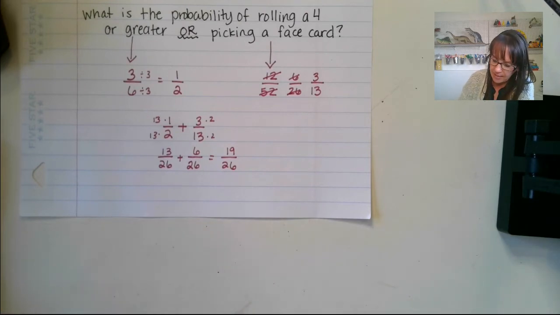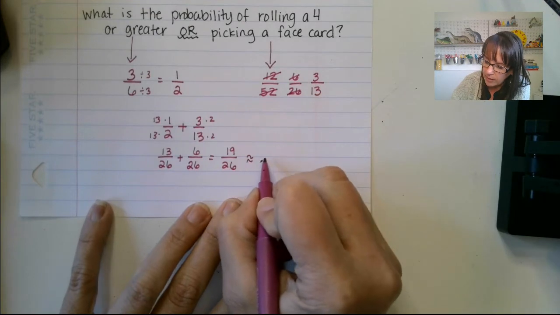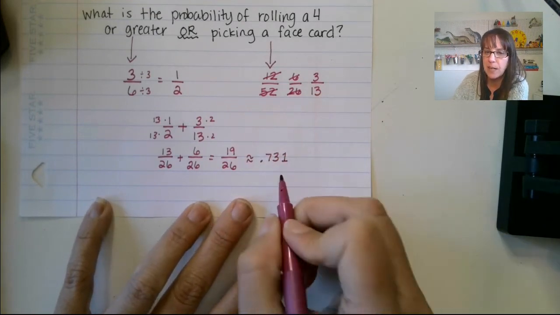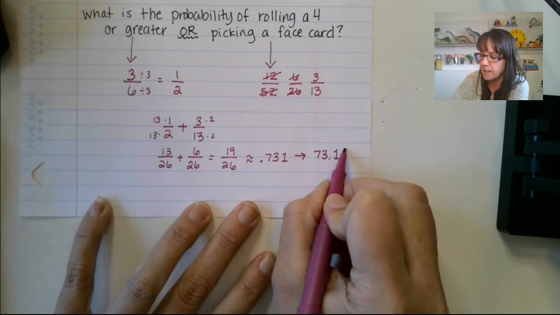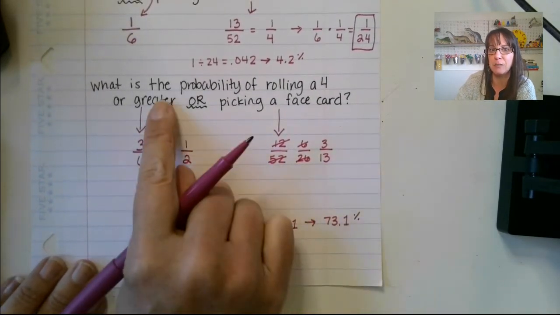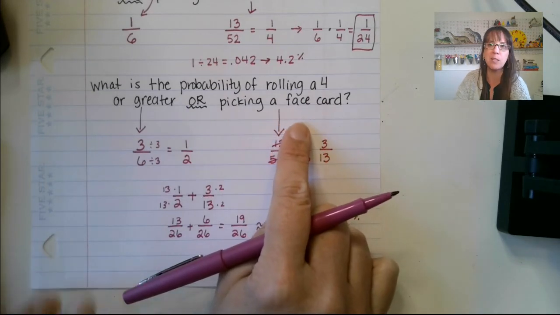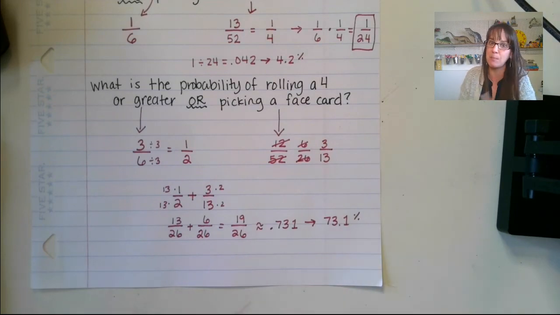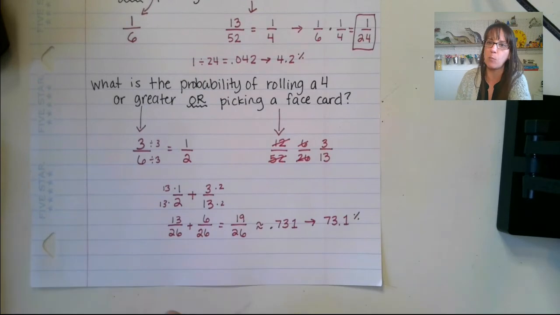If we do the decimal on that, we would end up with approximately 0.731. I'm rounding there. And to turn it from a decimal into a percentage, that would be 73.1%. So we have about a 73% chance of rolling a 4 or greater or picking a face card. And that seems about right, because rolling a 4 or greater anyway is 50%. So that's a big significant part. And then adding our 3/13 to it, yep, we've got this.